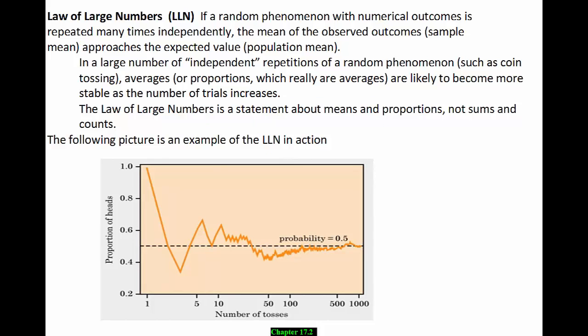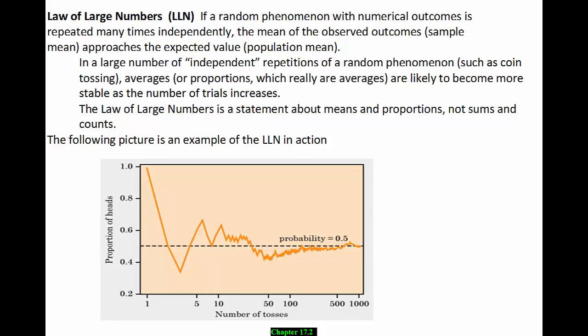The law of large numbers is one of the laws that we want you to definitely know by the end of this semester. It comes up in this chapter, and it comes up in a couple chapters from now as well. So let's go ahead and introduce it. If a random phenomenon with numerical outcomes is repeated many times independently, the mean of the observed outcomes, that is the sample mean, approaches the expected value. The expected value is another name for population mean.